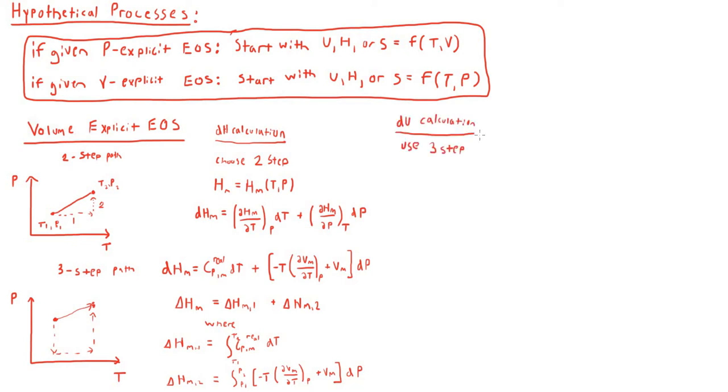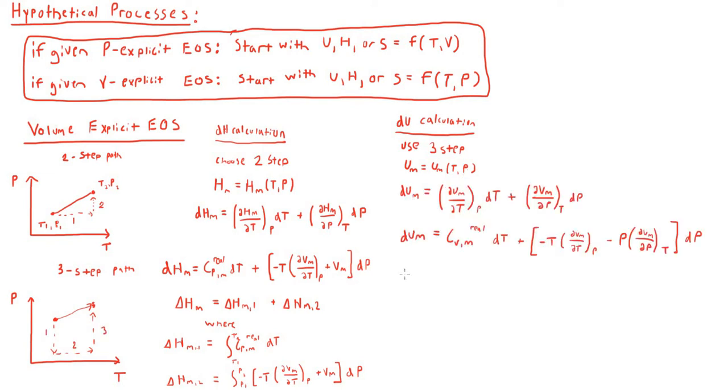Now for a dU calculation. So for a dU calculation, you're going to use a three-step pathway. Just like before, you're going to say that Um is equal to a function of temperature and pressure. Then you're going to take the total differential and plug in any fundamental relations to simplify the equations. Doing that, you get that this is the equation for dUm.